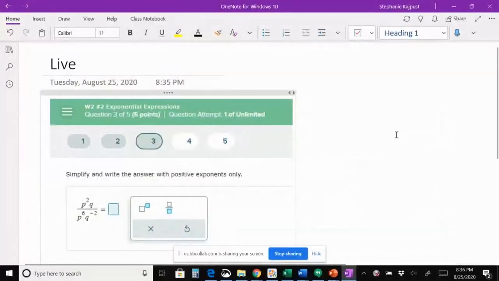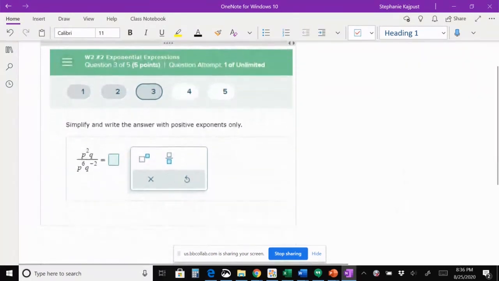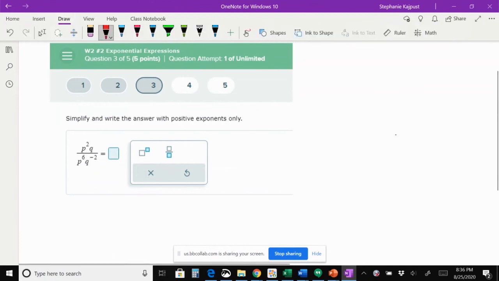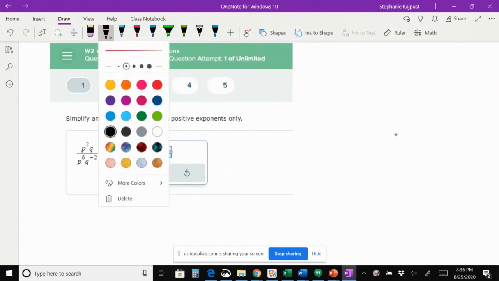All right, so this is the problem that it gave me. It just randomly picks different numbers for you. So we've got p squared times q over p to the 6th times q to the negative 2. I'm going to rewrite this to the right so I can mark up all over it.